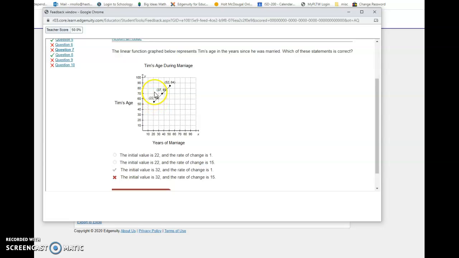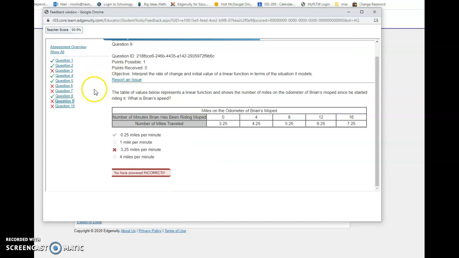From 22 to 37 is going up 15. And from 54 to 69 is going up 15. So 15 divided by 15 is really 1. So he gets married at 32 and then goes up 15 years, and over 15 years after that, because you're married for 15 years, that means you are 15 years older.